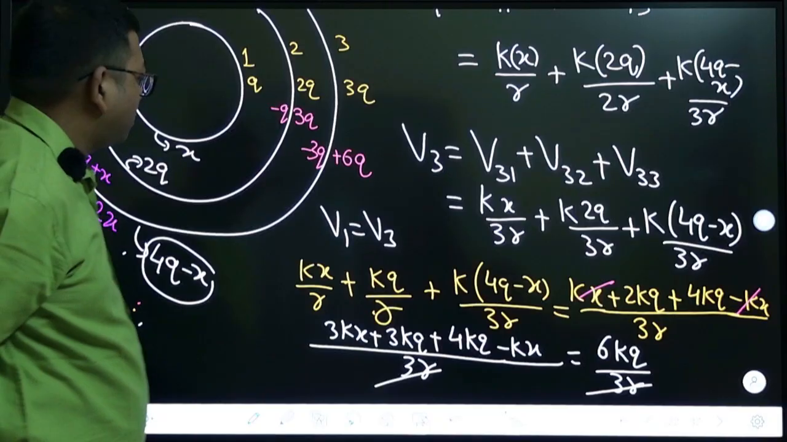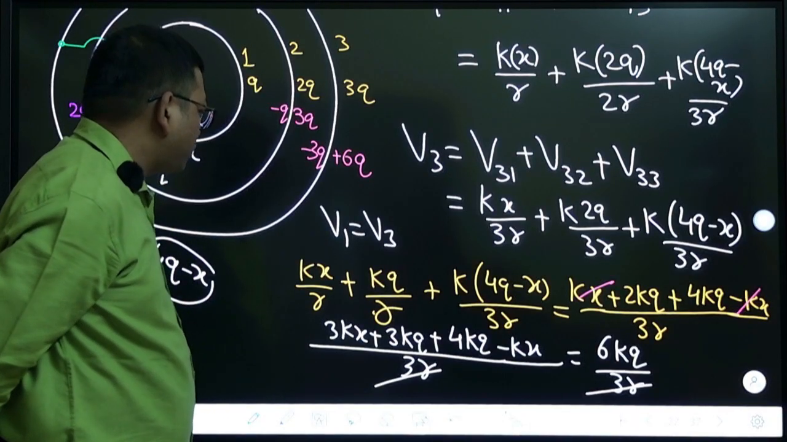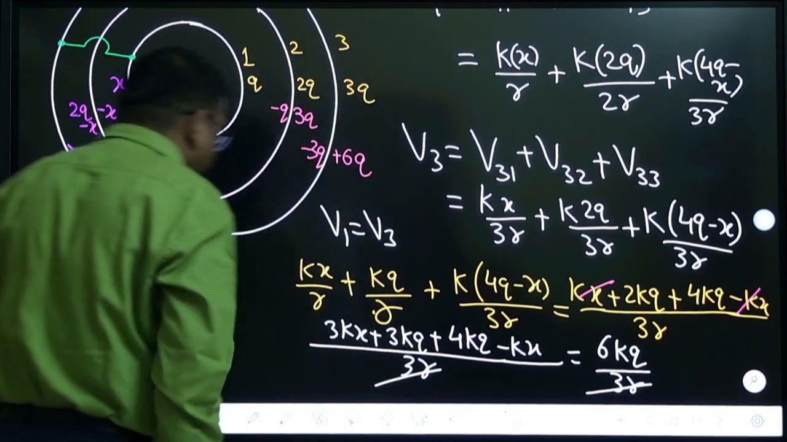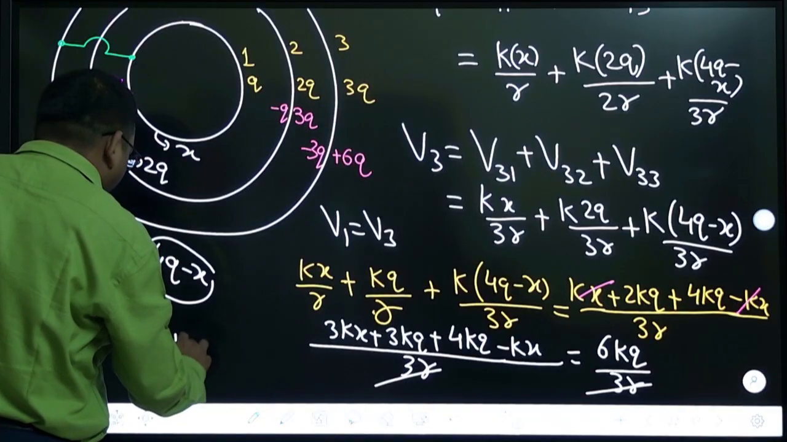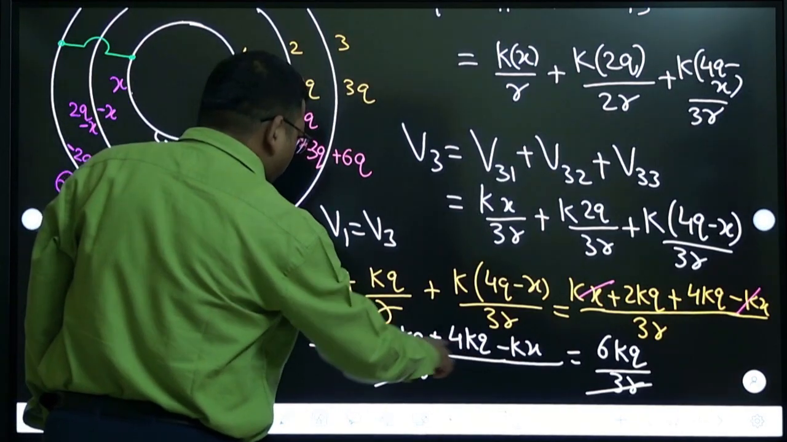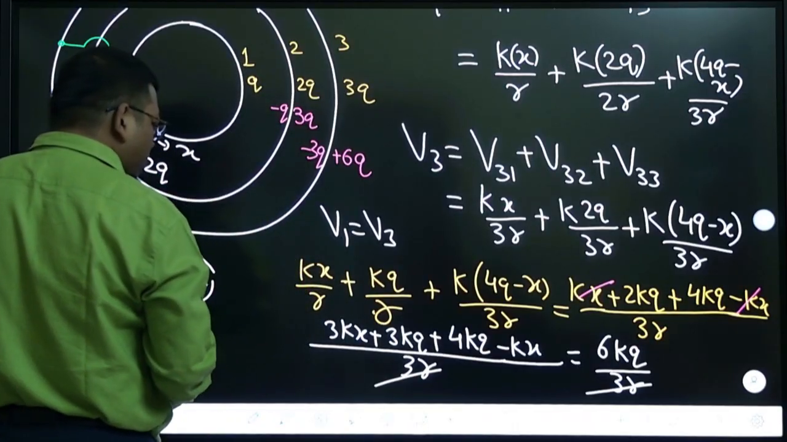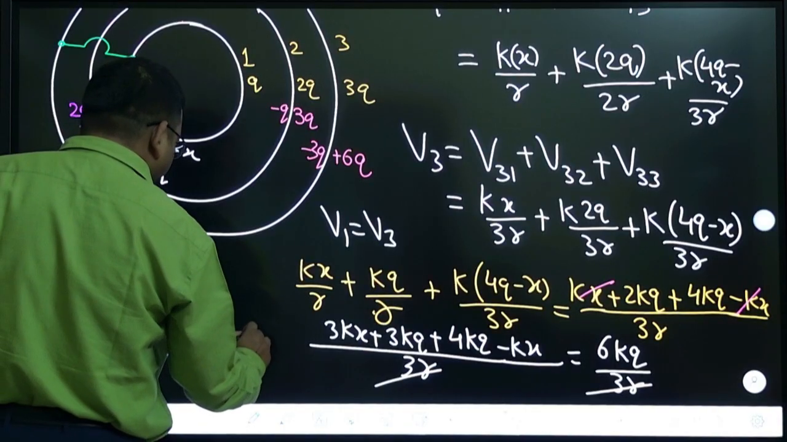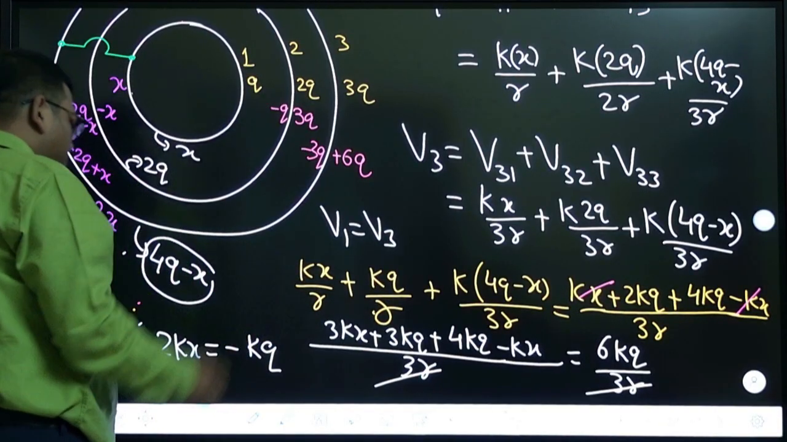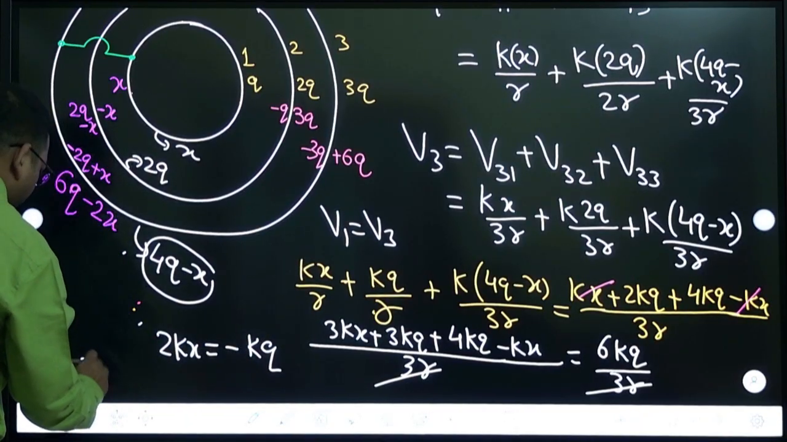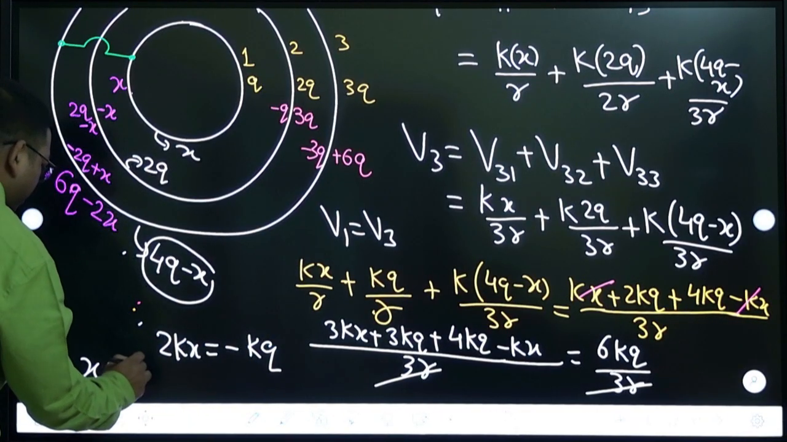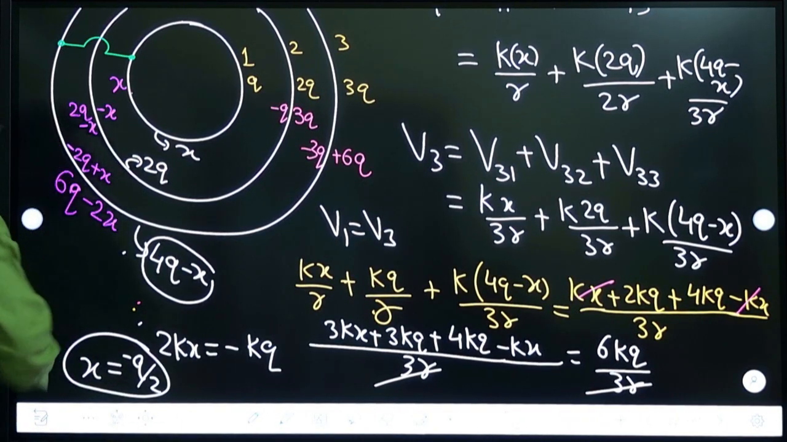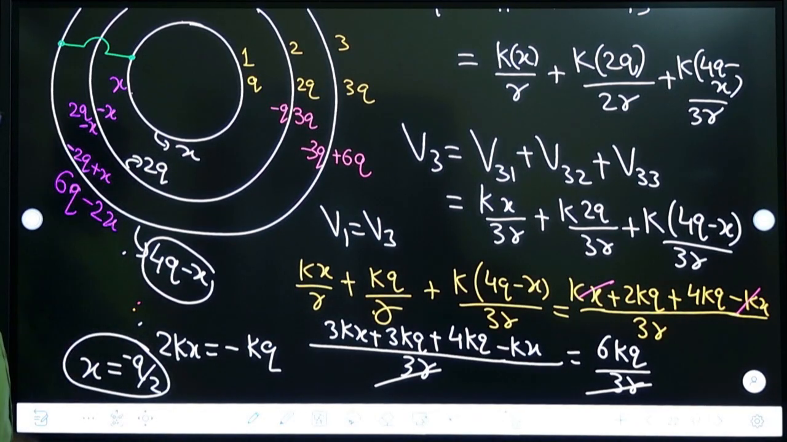We need to calculate x. So 3kx minus kx, we get 2kx, and here 4kq plus 3kq is 7kq, that is 6. So minus kq it will become, because that will go away. So what is going to be x now? X will be minus q by 2. Very good question. This is the answer. X is equal to minus q by 2.